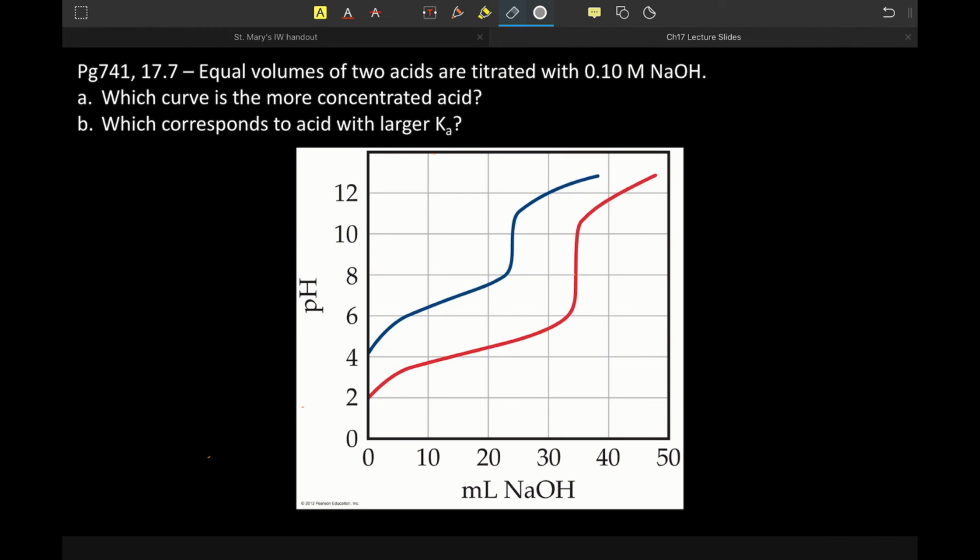Okay, so this question is telling us that we have equal volumes of two acids titrated with the same base. Equal volumes. Note that it says nothing about their respective concentrations, and then it asks us to interpret which is the more concentrated acid. More concentrated acid means that there is more total acid, more moles of acid present.